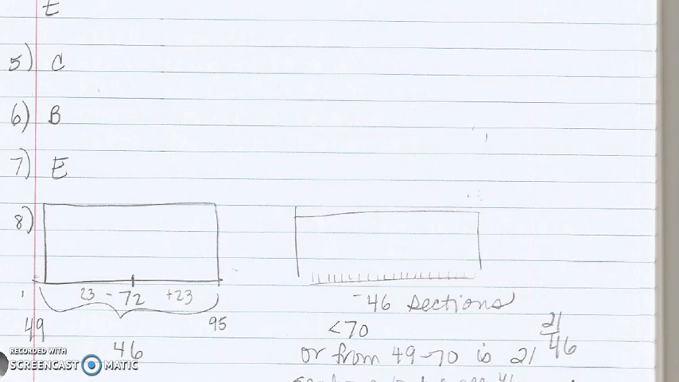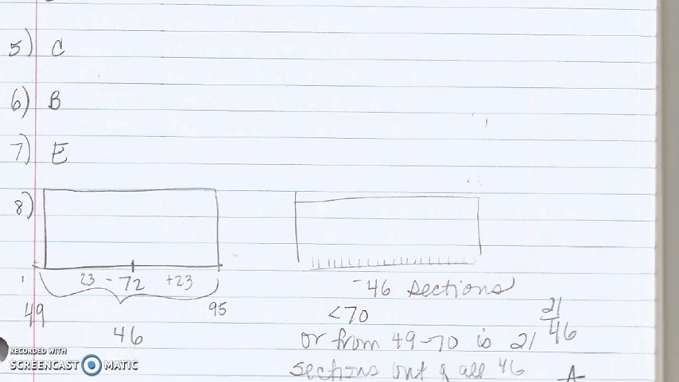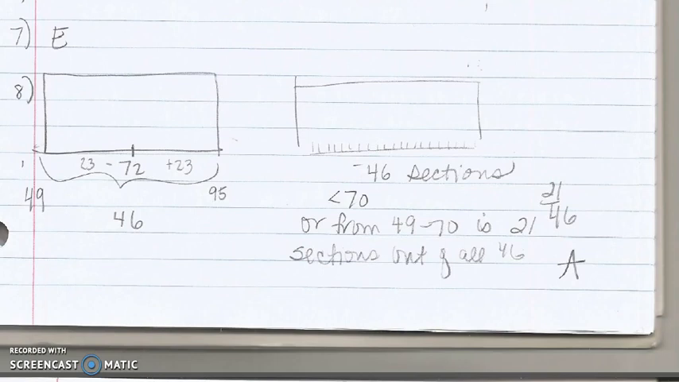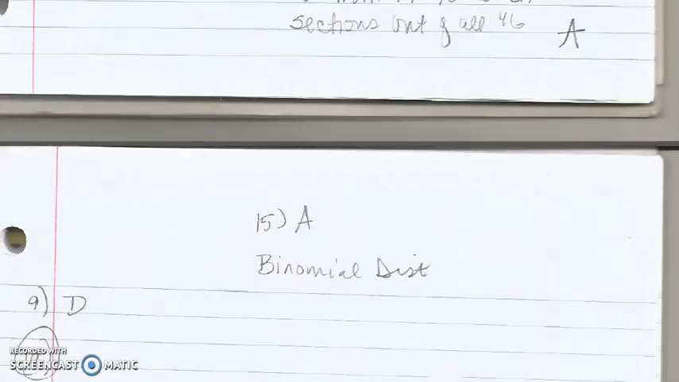Well, they're asking me what percent failed. That means anything below a 70. So I just figured out how much distance there was between 49 and 70, which is 21. So 21 little sections out of all 46 sections is the proportion of the class that failed. And that would have been, I'm looking at the wrong one. Yeah, A, which is 0.4565. I was looking at another A that said 0.5, and I was like, that's not right. But 8 is right. 21 out of 46 is 0.4565 of the class failed.